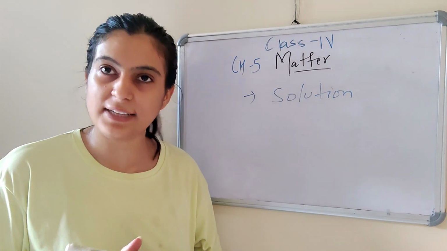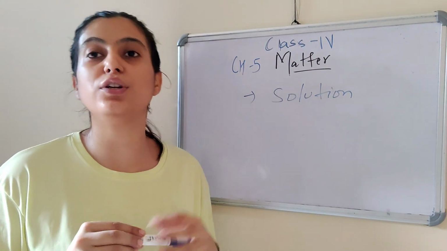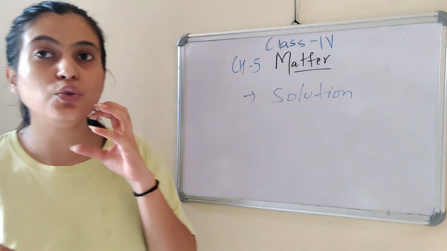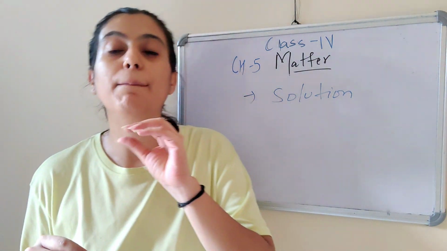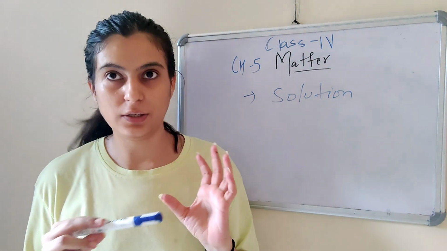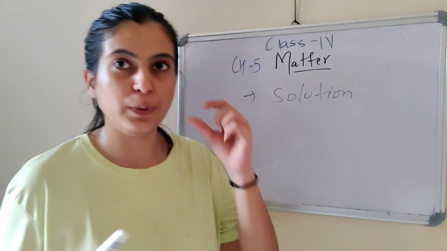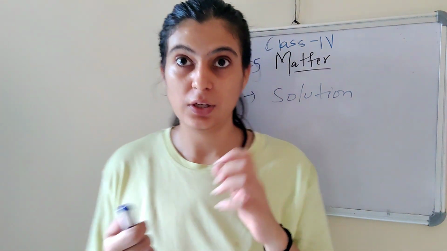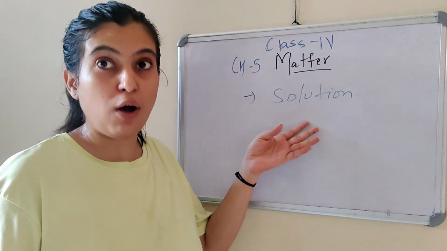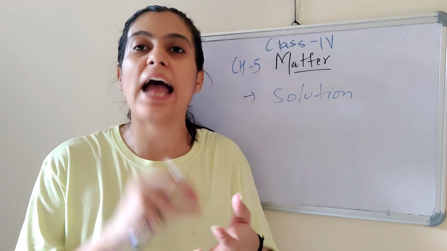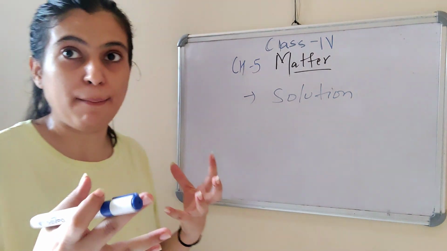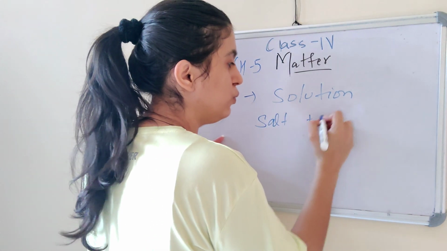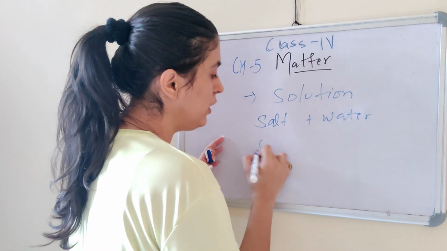You must have seen that whenever you dissolve salt or sugar into water, the solid sugar gets completely dissolved into the water. So, what happens when the sugar gets dissolved in water? It makes a solution. A solution is formed when a solid is added into a liquid. For example, a sugar solution and a salt solution: salt plus water and sugar plus water.